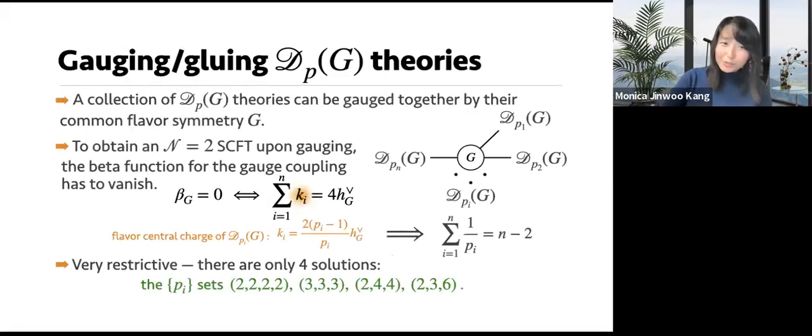So what did we do? We took a collection of DPG theories, and then we just gauged them together with a diagonal gauging. Now, let's first consider the easy case of N=2 SCFT so that we don't break the supersymmetry. Then we require the one-loop beta function for the gauge coupling to vanish. Then this will be the explicit condition that we have. And remember, these are the central charges of the individual DPGs. And to satisfy this, this is the requirement that we have.